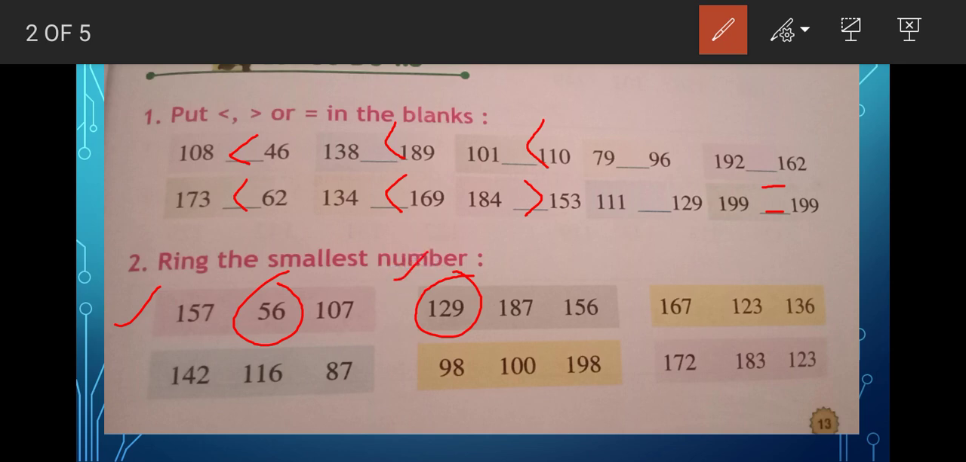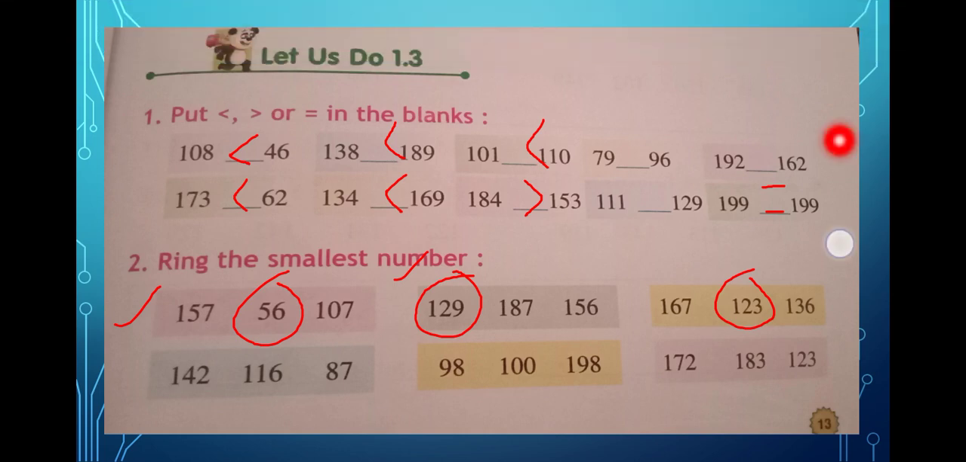Okay, the remaining no need, but let me do once more here. Okay, here the smallest number is 123. Okay, so these 3, the remaining 3 you will be doing yourself in the textbook. Only the first line you have to write in the copy. Okay, first line means this 1 and 2 you will be writing in the copy, and the remaining no need to do in the copy. Now let us go to question number 3.